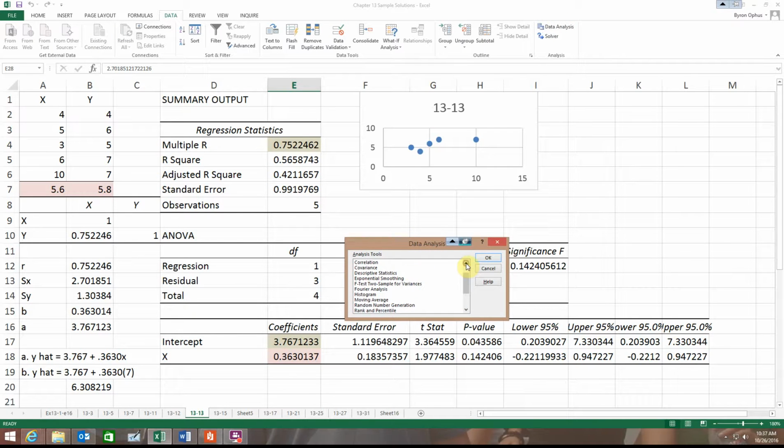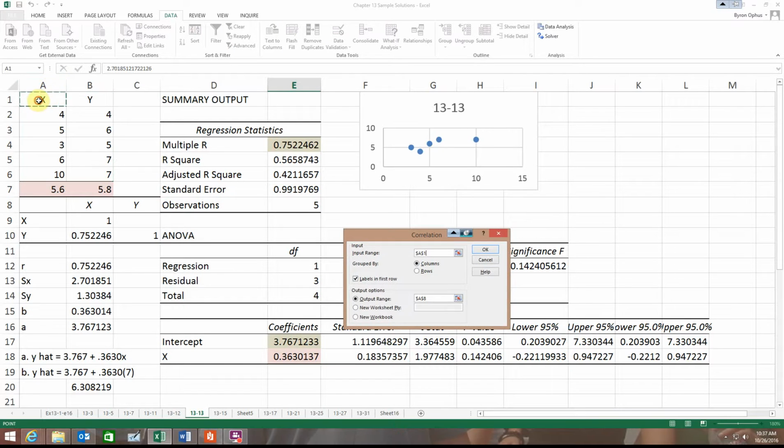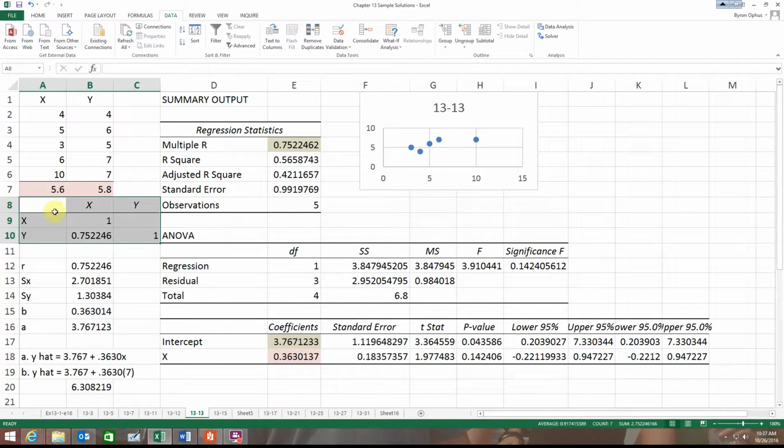Data analysis, correlation. Okay, here's my data that I want to use. I want labels. It is in columns. I'm going to put my output range right here. Click OK. I'm overwriting just because I've already had it there. So there we go, my R is simply equal to that. So now I know what my R is. So can I figure out B?